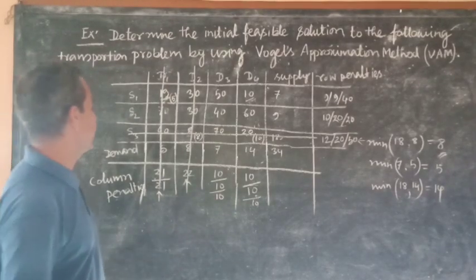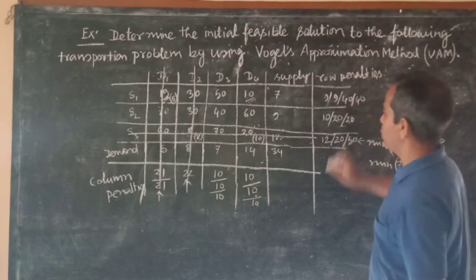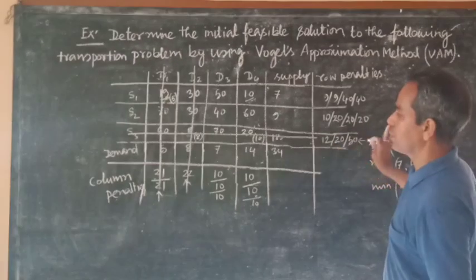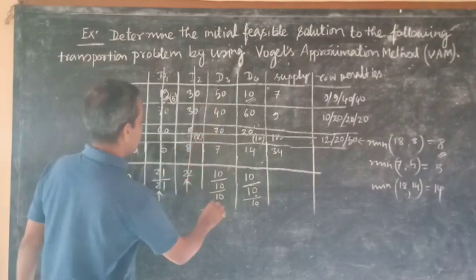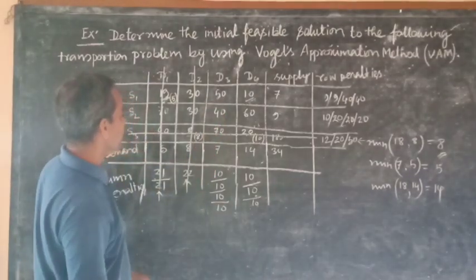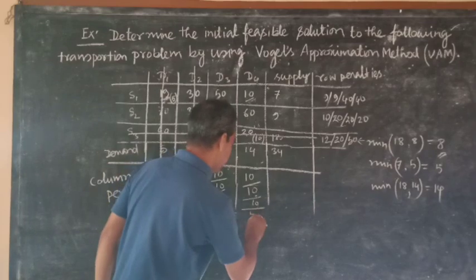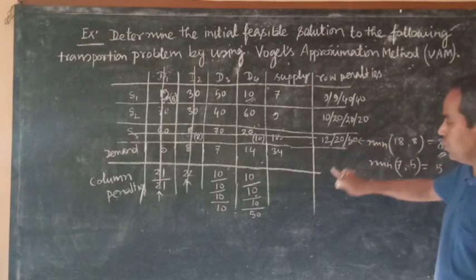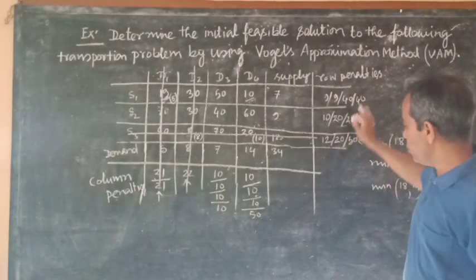Next, again find the penalties. S1's penalty will be 40, S2's penalty will be 20, so this row is crossed. Next, for D3 the smallest value is 40, just greater than 50, so the penalty is 10. In here the smallest value is 10, just greater than 60, so this is 50. Okay. Out of all these penalties, 40, 20, 50, 10, 50 is the maximum.